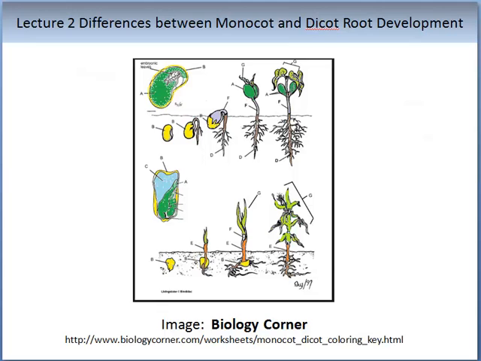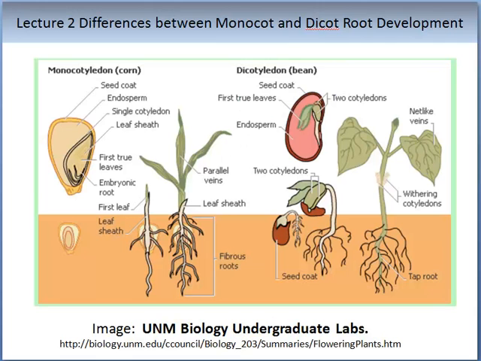The following image shows the differences between the monocot and the dicot root development. Take some time to study this image and see if you can equate the differences. You may also find it useful to look at this UNM Biology Undergrad Lab image. Again, it shows the difference between the monocotyledon on the left-hand side and the dicotyledon right-hand side, early root development. Notice the fibrous root structure and the tap root structure differences on the image.